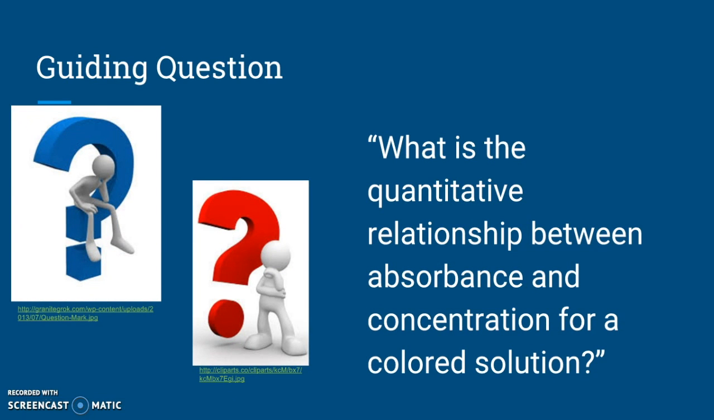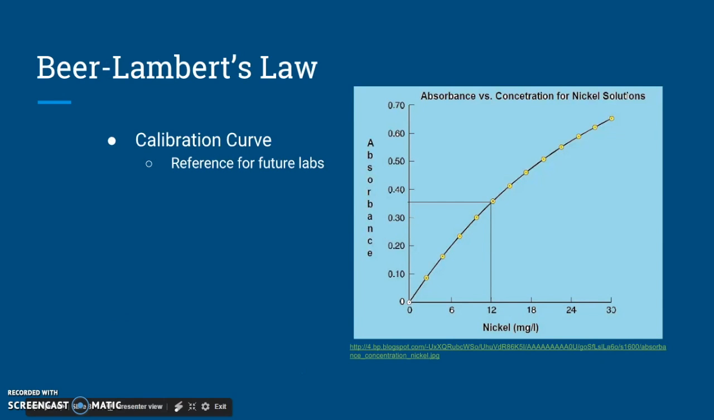The guiding question for this lab is, what is the quantitative relationship between absorbance and concentration for a colored solution? In this lab, we showed Beer-Lambert's law. Beer-Lambert's law states that absorbance of a material sample is directly proportional to its thickness. It is used as a sort of reference or technique to discover the concentration of certain solutions.